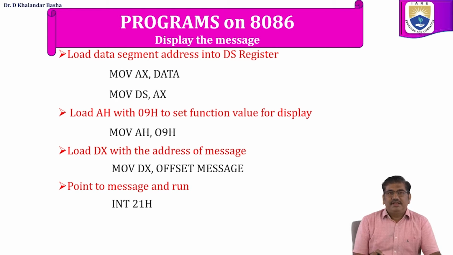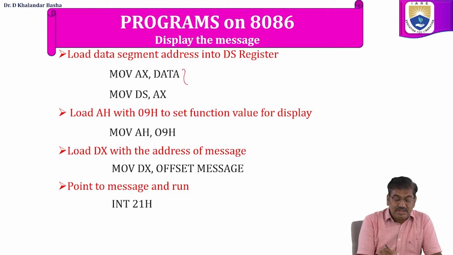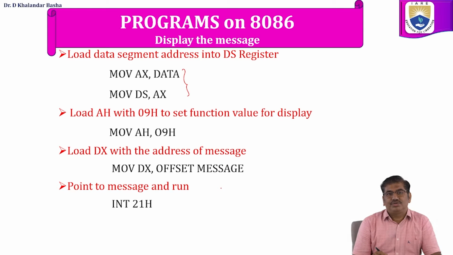Before seeing the program, first we will see the significance of each instruction. As we are using the data segment, the address assigned by the assembler has to be loaded into the data segment register. We can't load the address of the data segment directly into the DS register. We have to move it in an indirect manner. First the address will be moved into the AX register, and from the AX register to the segment register. So these two instructions are used for loading the data segment address into the DS register.